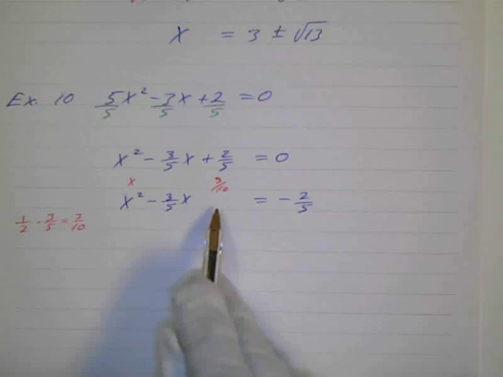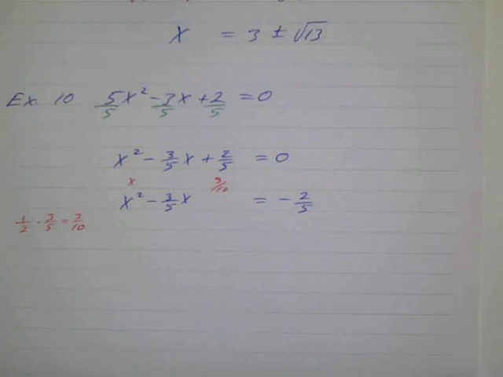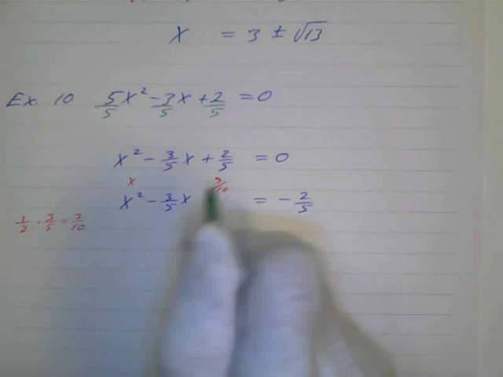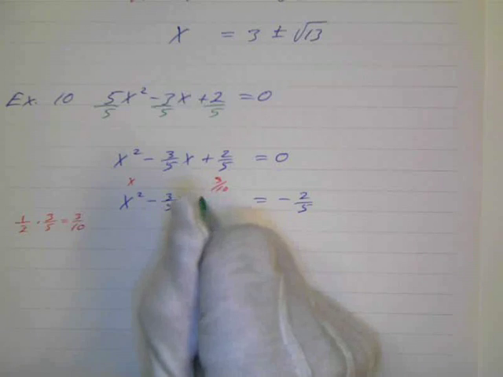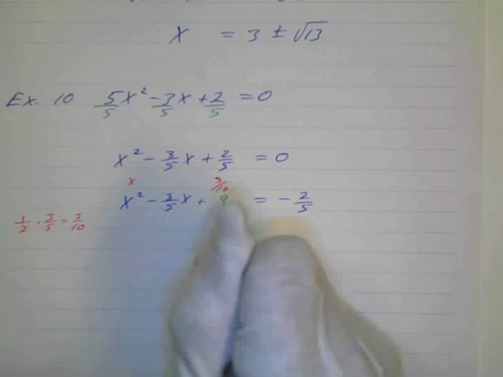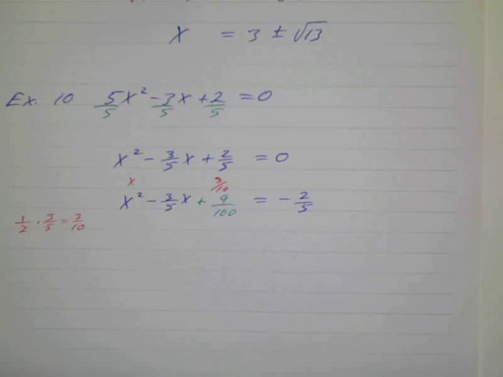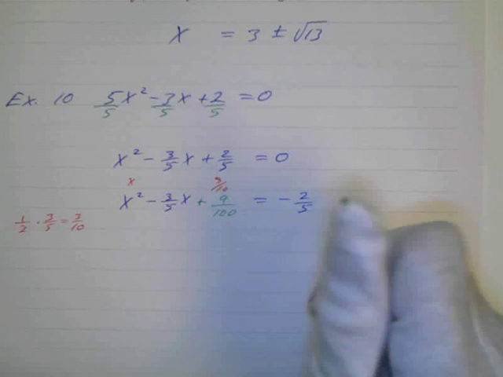So now what are we going to add here? We're going to add the square of that. I should have skipped a line here. So we're going to add to both sides. And what's 3 squared? 9. What's 10 squared? 100. So we're going to add 9 over 100 to both sides.